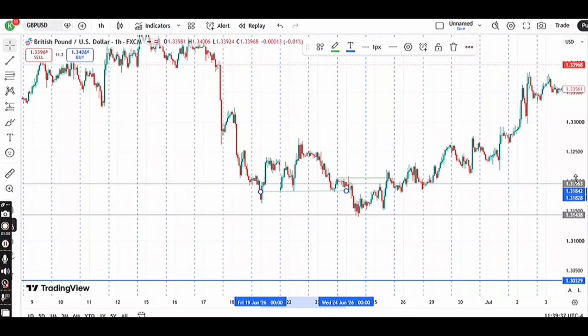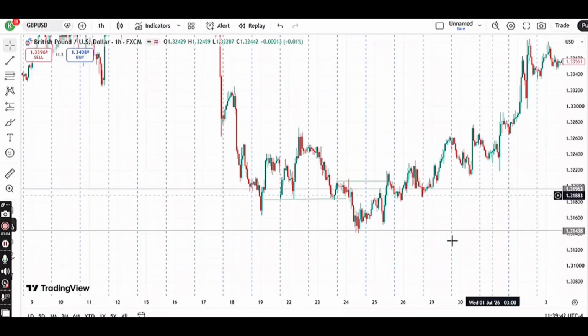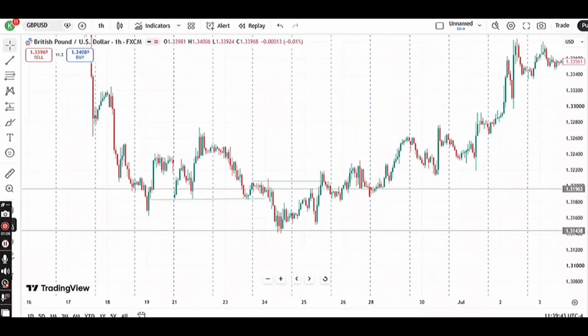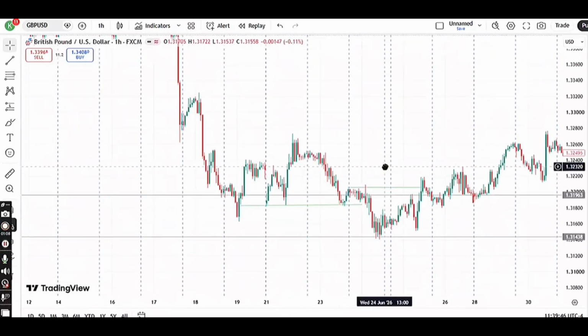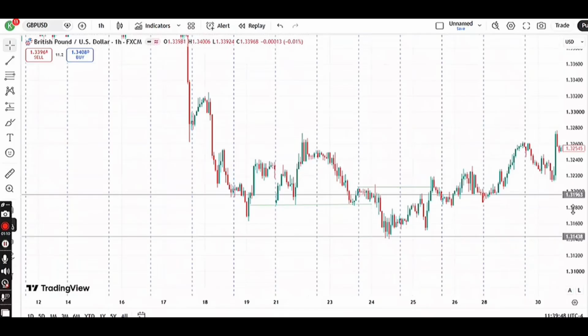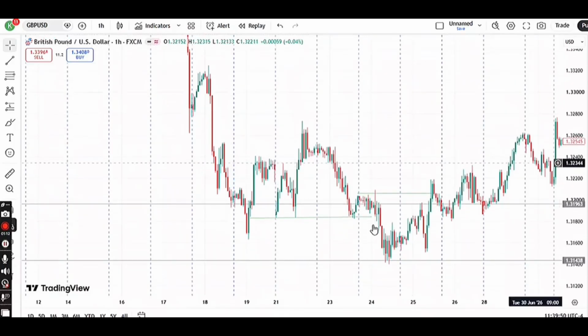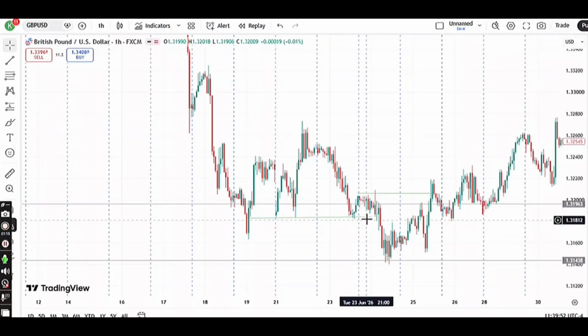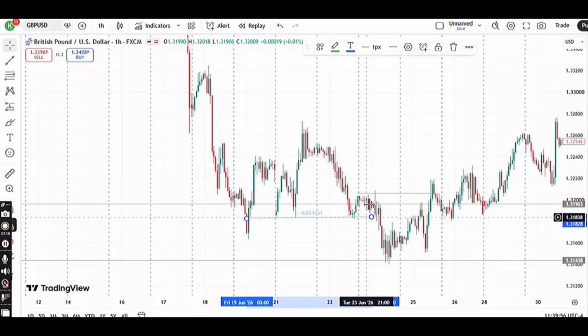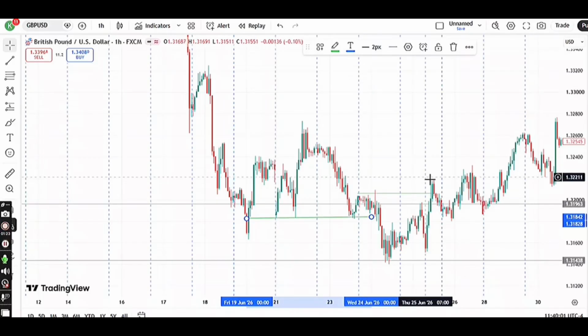Now, what happened here? This is very simple. What happened here is just a liquidity sweep. Let me kind of increase the size of this so that it will be more visible.